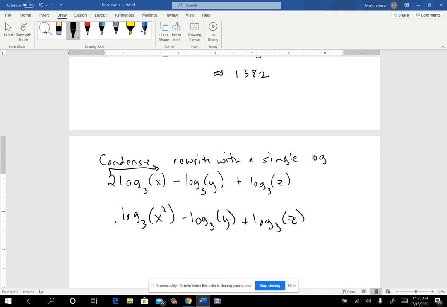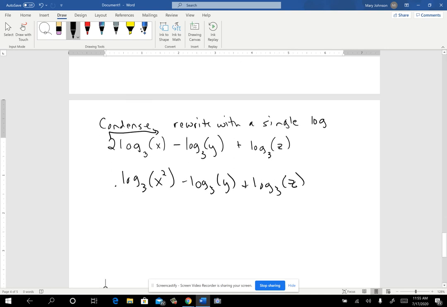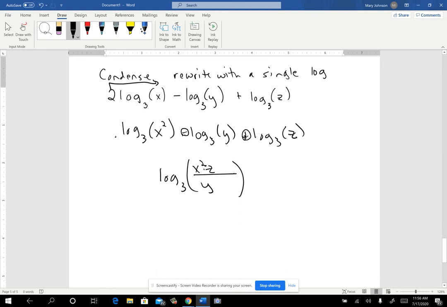And then at this point, I'm going to think about how I can condense. If it's subtraction, it goes to division. And if it's addition, it changes to multiplication. And I'm going to go ahead and take care of both of these. So the x squared is on top, but this minus means the y is going to be down here. It's going to be divided by, but then this is a plus, so the z is going to be on top, and it'll be multiplied. And so there you have it. Okay, so that's a condensing problem. All right, we have to condense to solve some of our log equations.